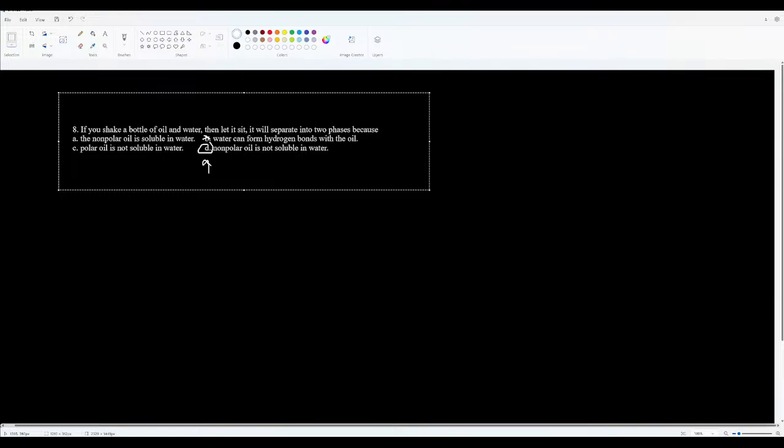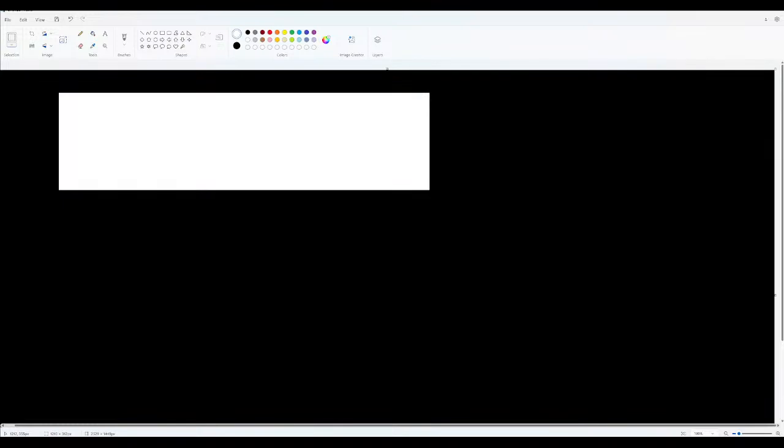If you answered C, polar oil is not soluble in water. Well, like I said, like dissolves like. So water is polar. If oil were polar, then it wouldn't have separated into two phases. This is like B with extra steps, or B is C with extra steps. Anyway, if oil were polar, it would not have separated. It would be soluble in water. So yeah, anyway, let's move on.